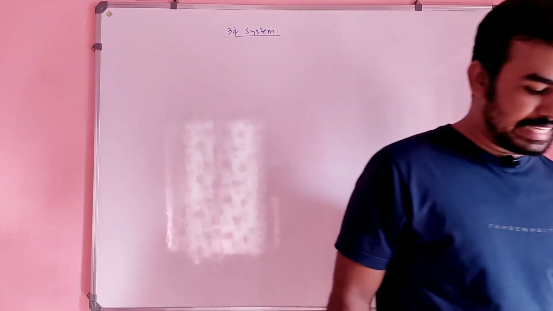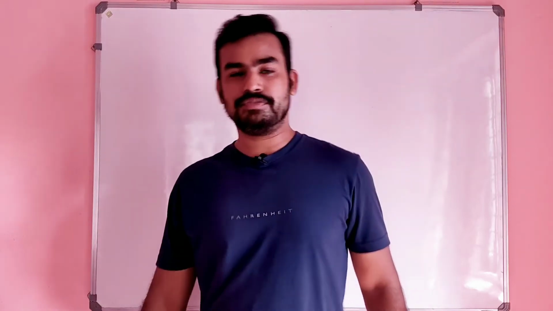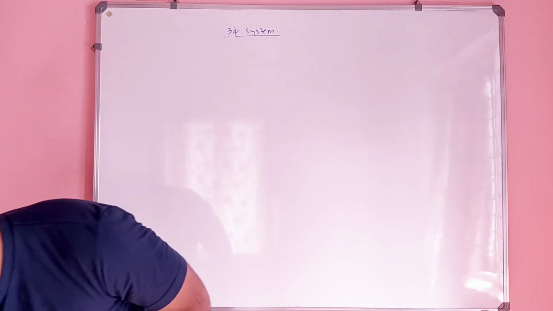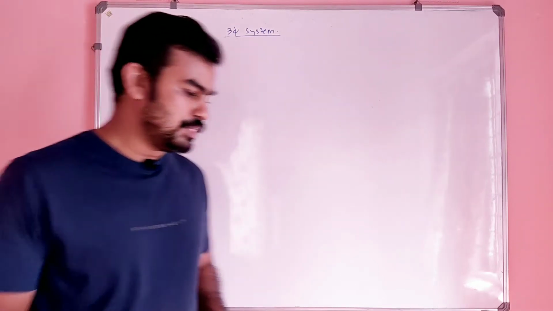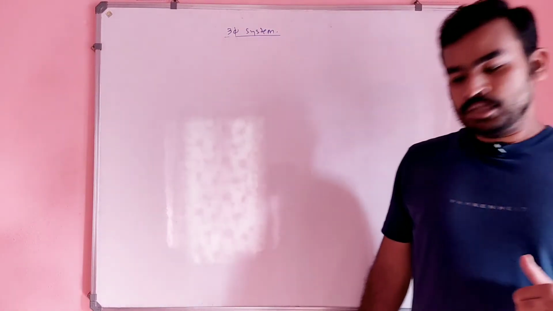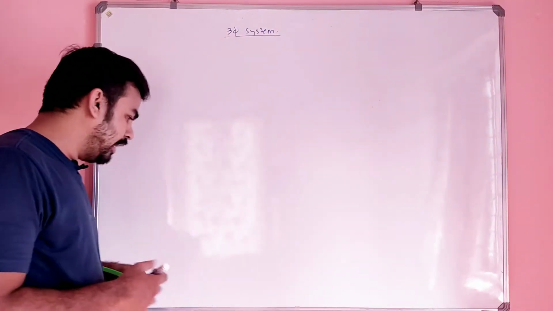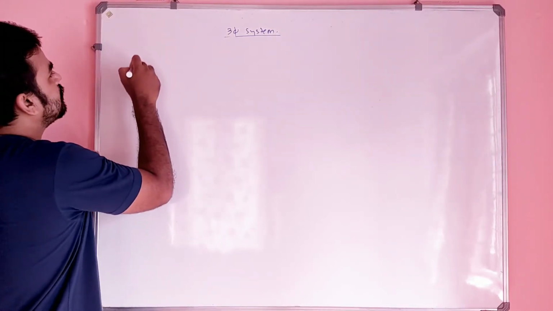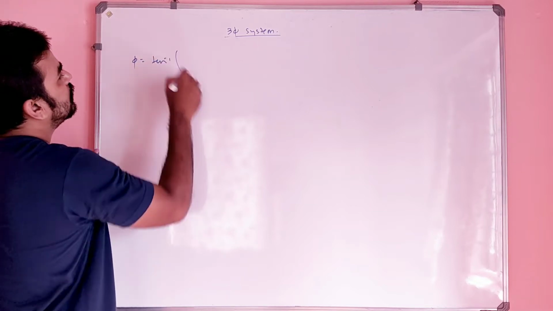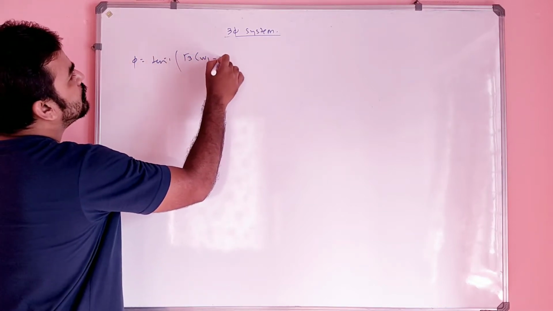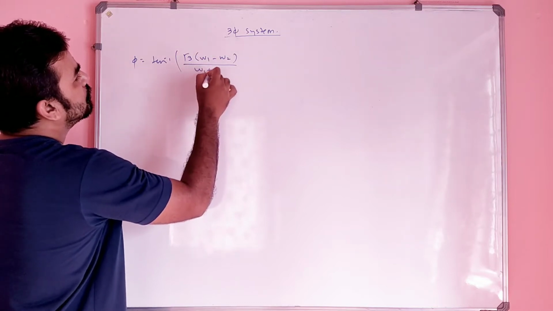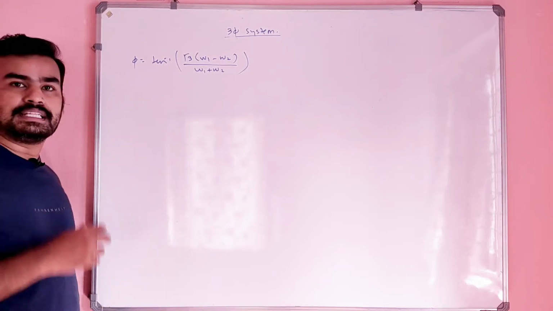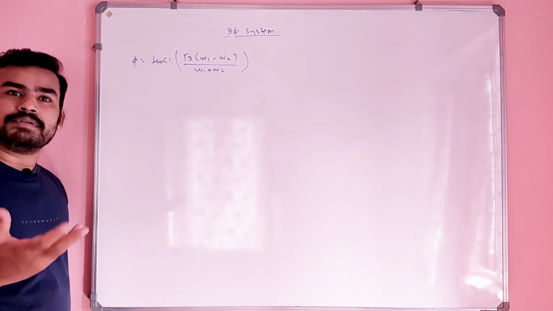In the last class we discussed the power measurement of a three-phase system using the two wattmeter method. Finally we derived the equation for phi, which is tan inverse of root 3 into (W1 minus W2) divided by (W1 plus W2). Phi is the phase angle, which is the angle between voltage and current.